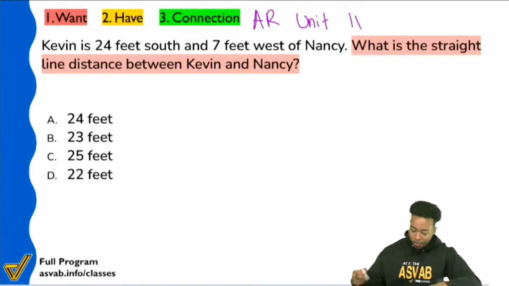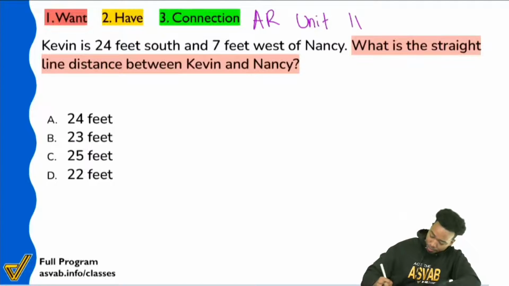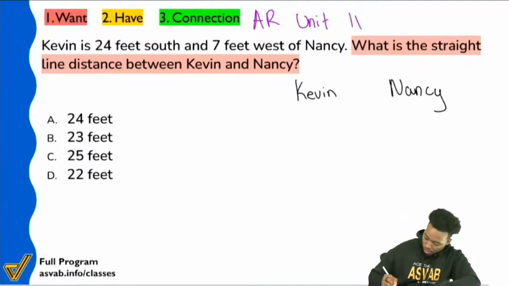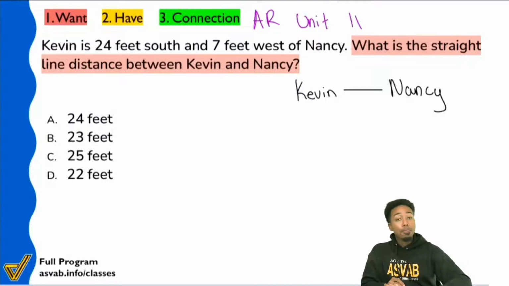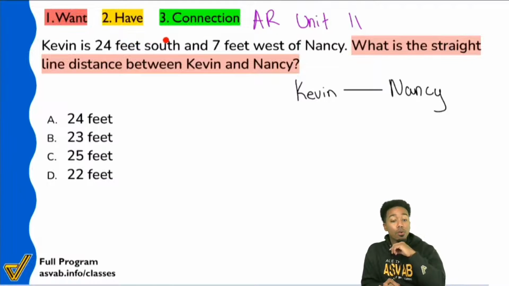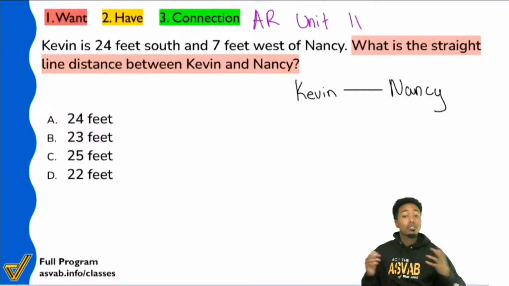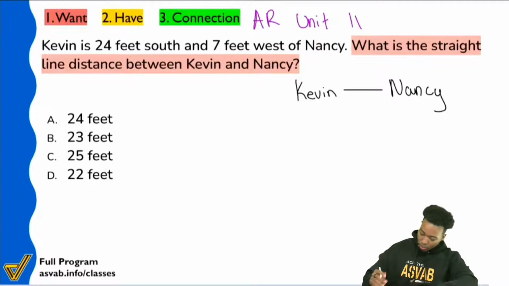But here we go. If we have Kevin and we have Nancy, I just want to know how far apart they are, from Kevin to Nancy. That's all I want to know. Let's figure this out. So let's see what it says. It says Kevin is 24 feet south and 7 feet west of Nancy. So let's go ahead and do our thing here.